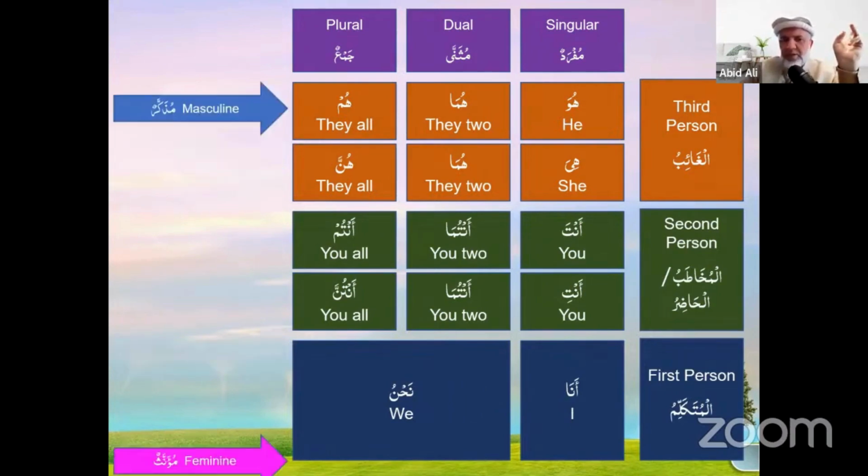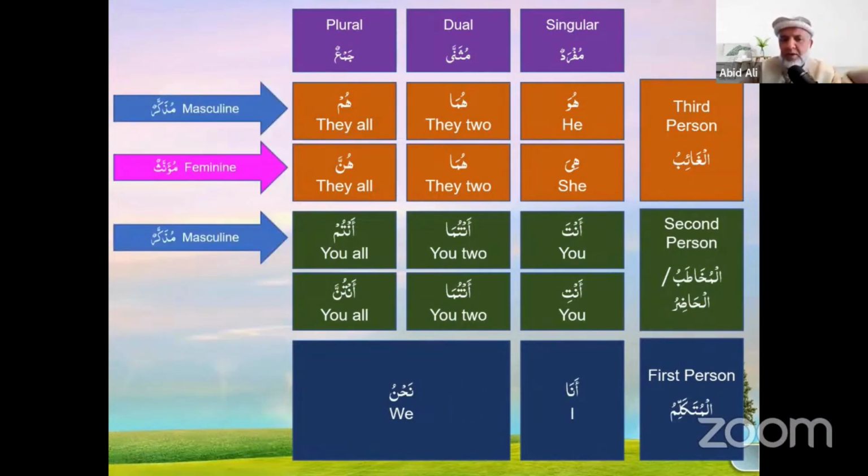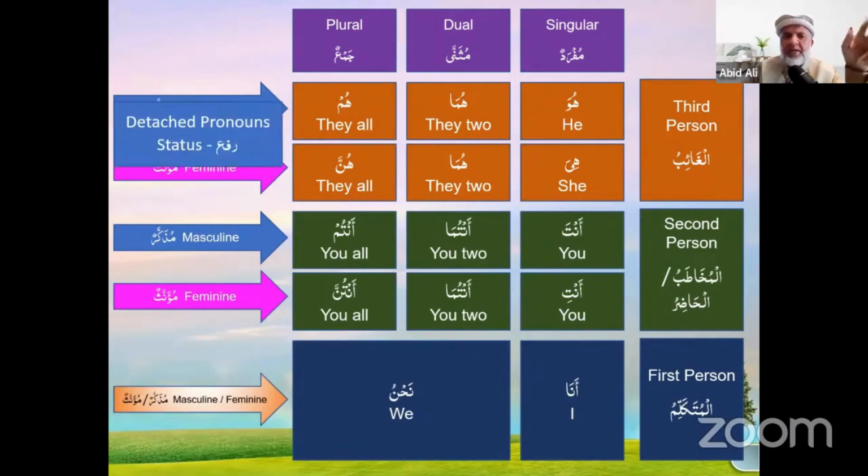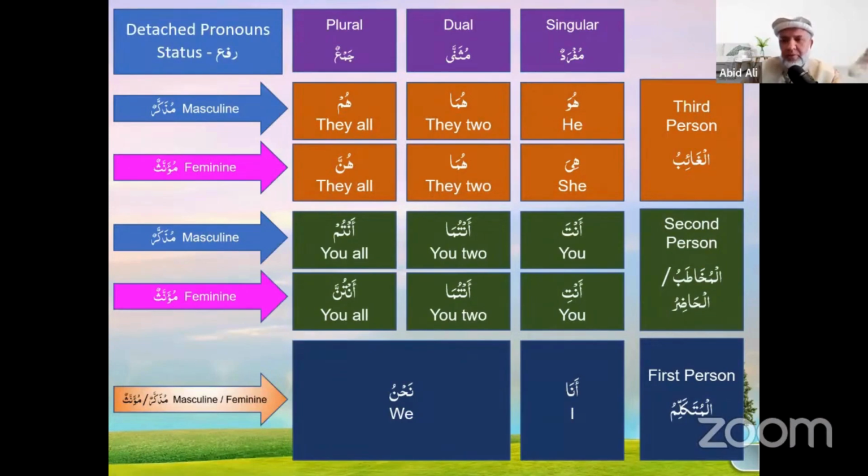Okay, so look at the flow chart. This is the mudhakkar, masculine, feminine, masculine, feminine for second person, and the masculine, feminine are combined for the first person. Because if the male is saying ana, and we can see him, then we know that a male is saying ana. If the female is saying ana, and we can see them, we know that it's a female who's saying ana. Agree?